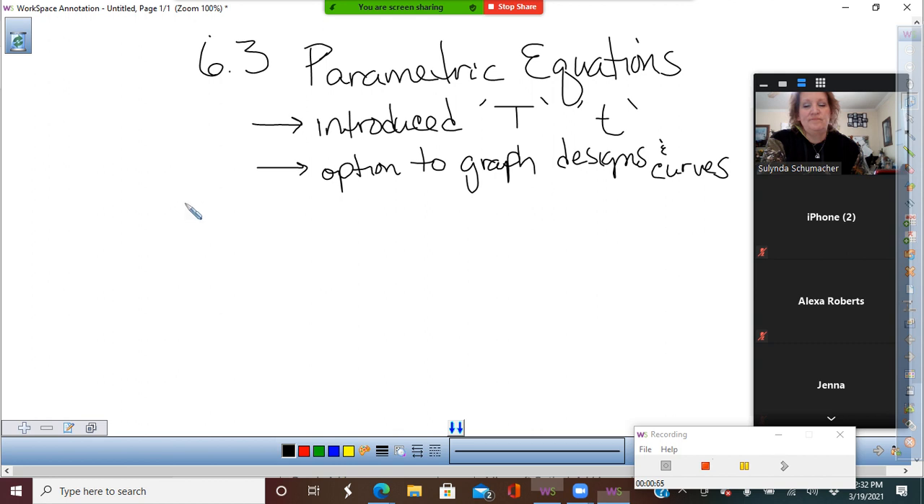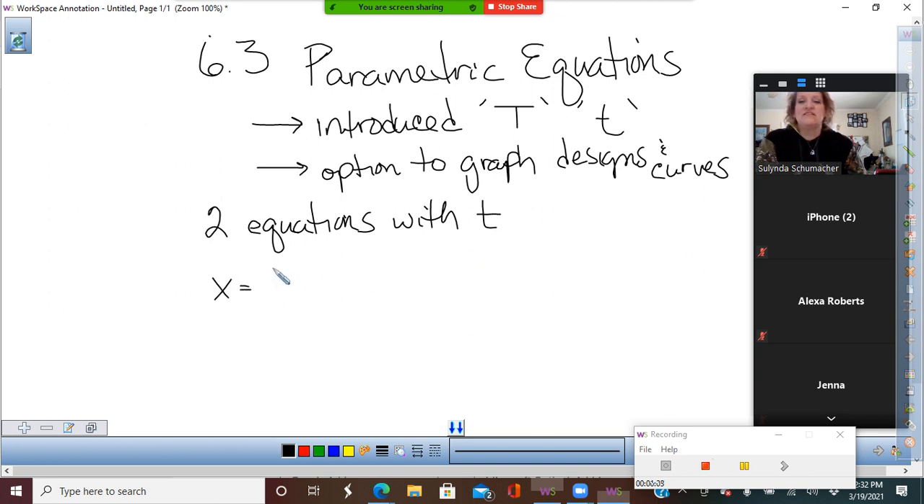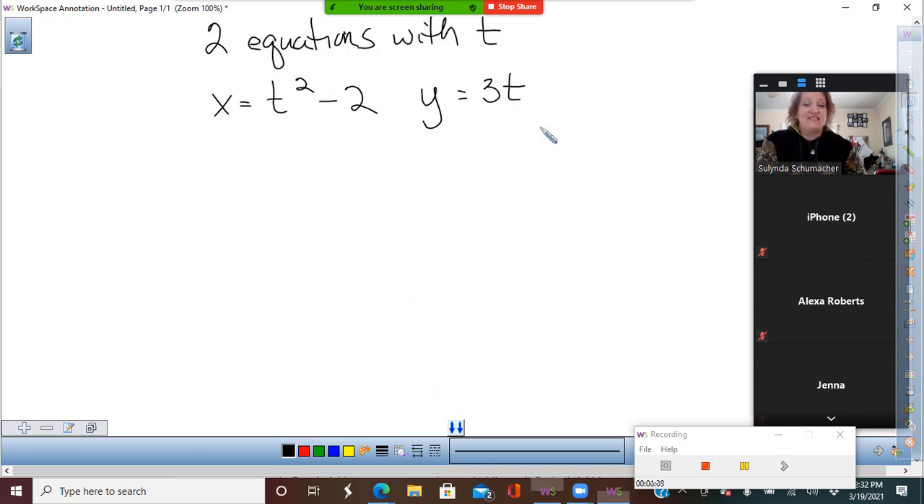All right, so I want to give you an idea how this looks. We're actually going to have two equations, both of them containing T. One will be equal to X, and one's going to be equal to Y. So for example, I have X equals T squared minus 2, and Y equals 3T. So we can actually graph this idea.